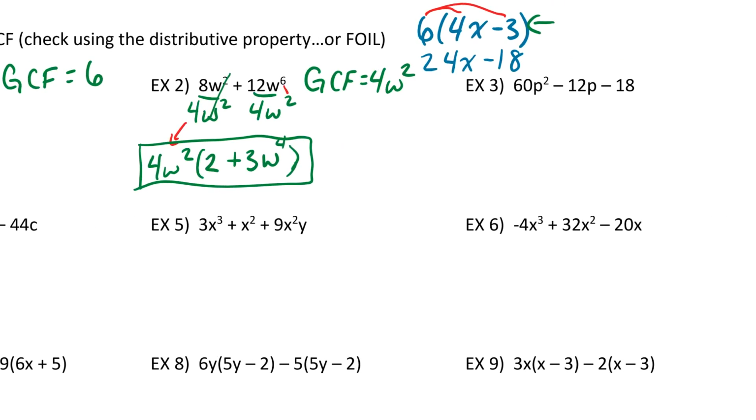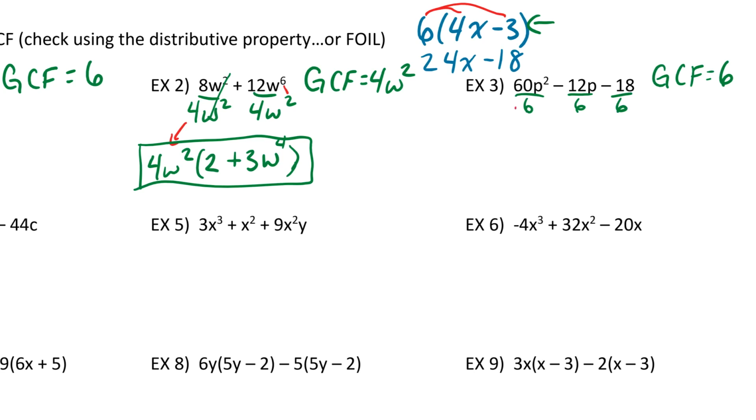So example 3. 3 terms, doesn't make any difference. We're still going to do it the same exact way, starting with finding that GCF. So what is the GCF in this case? We have to look at all 3 terms, so 60, 12, and 18. The GCF of those numbers is going to be 6. P does not show up in the last term, so we're not going to have P in our GCF. It's just going to be a GCF of 6. So we're going to take that and we're going to divide each of these by 6.